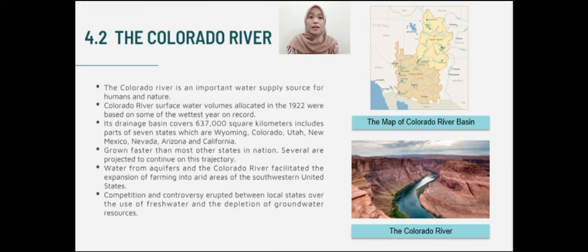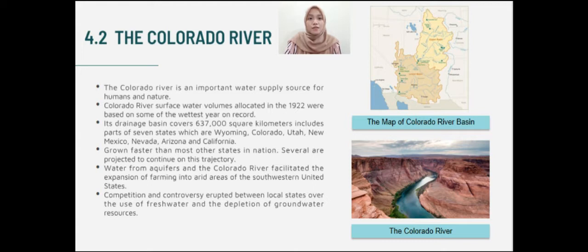This river is an important water supply for humans and animals, and its drainage basin covers a really big area, including Mexico, Nevada, Arizona, California, and others. What is a drainage basin? A drainage basin is any area of land where precipitation collects and drains into a common outlet such as a river, bay, or other body of water.